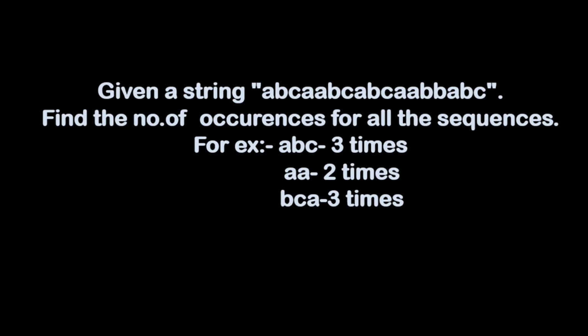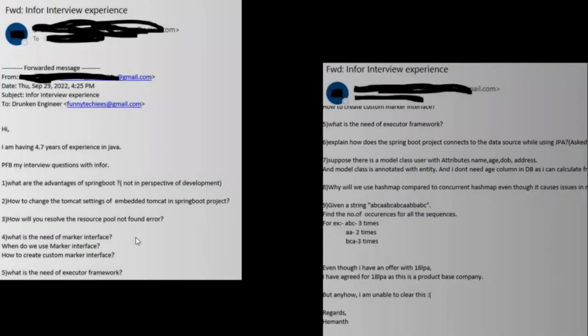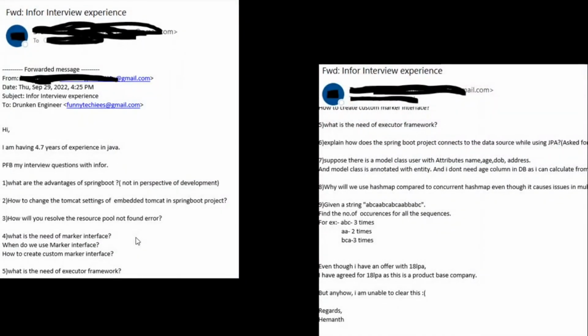Ideally, guys, these were the questions that were shared with us. This is a mail that we have received. On the left side, we can see the first five questions, and on the right side, the next four. Even though I have an offer with 18 lakhs per annum, I have agreed for 18 LPA as this is a product-based company. But anyhow, I am unable to clear this. So our subscriber friend was maybe rejected. Maybe the interviewer was not happy with the way our subscriber friend answered. This might help someone in their interview preparation.